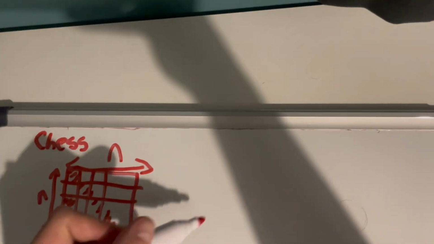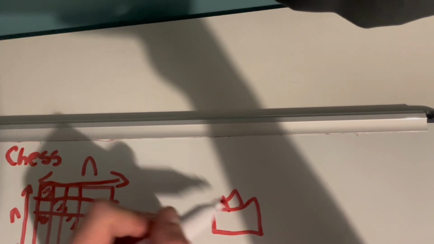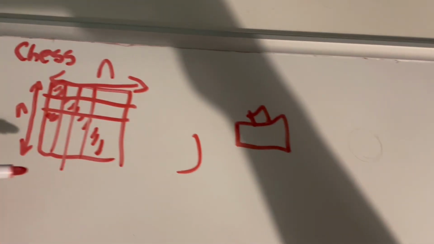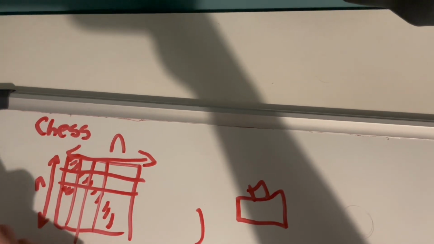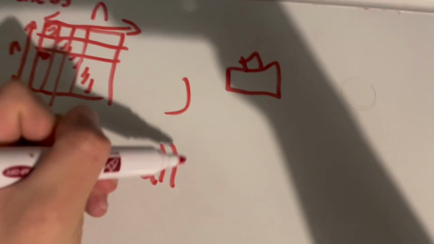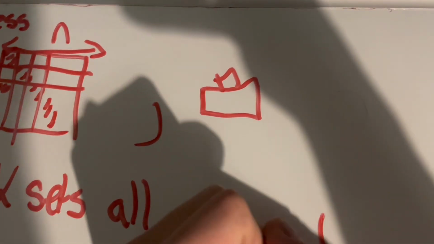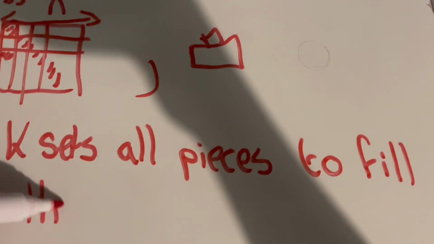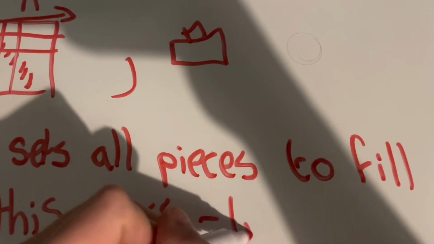And then you have all these Tetris pieces, so all the possible Tetris pieces, and you have to figure out how many sets of all the Tetris pieces you would need to fill this chess-like board that you have.